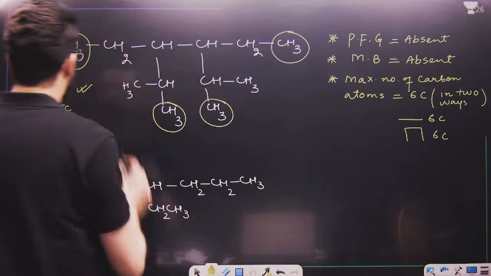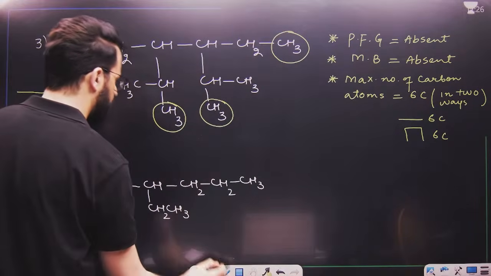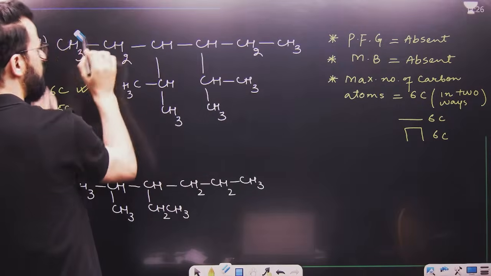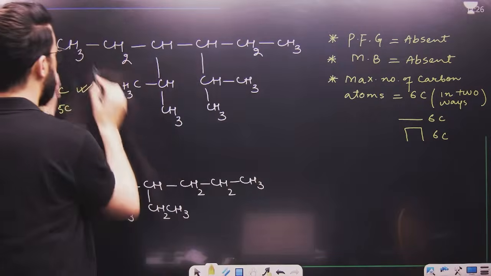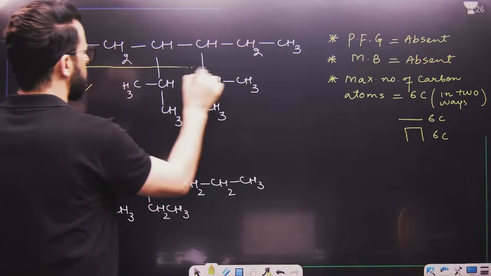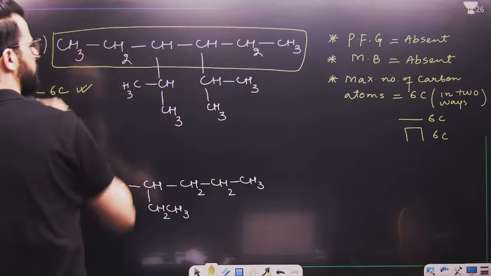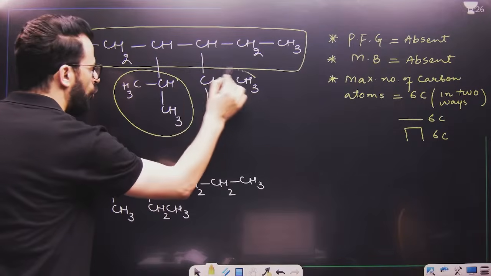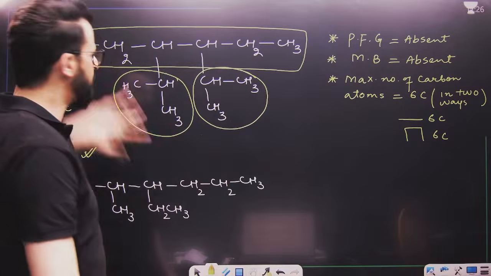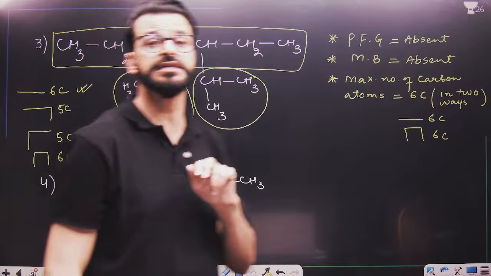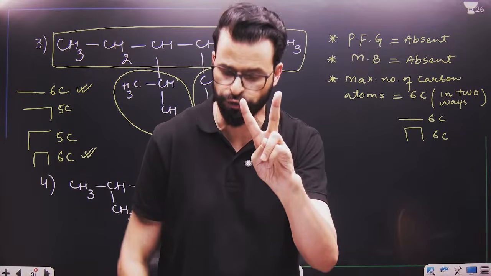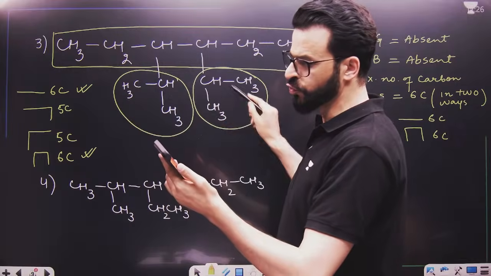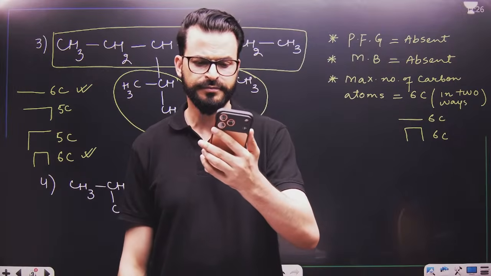Now have a look. First of all, let me erase these things. When we talk about the straight chain, if this is the parent chain, that means this whole will be the substituent. Now tell me, if this is the parent chain, how many substituents are possible at that time? 2. Is this point clear? If this is the parent chain, there are 2 substituents.